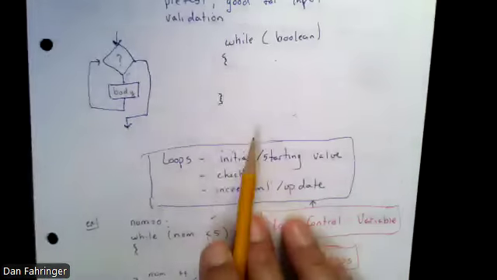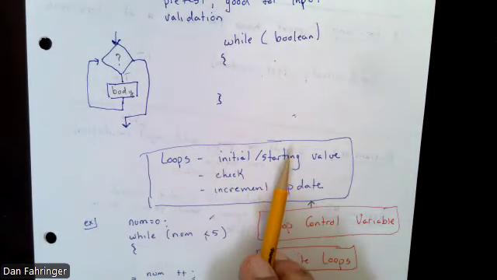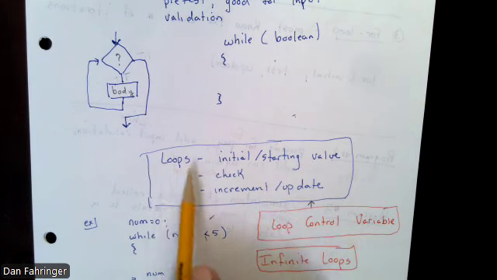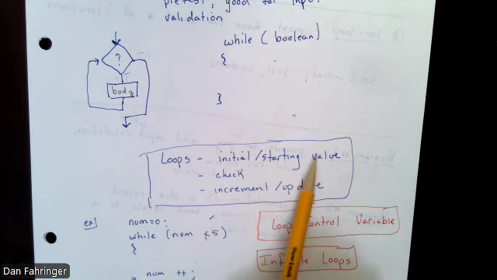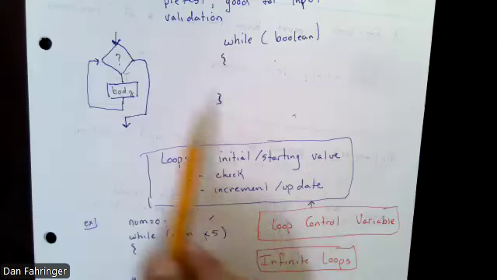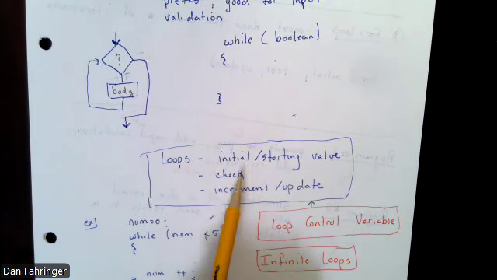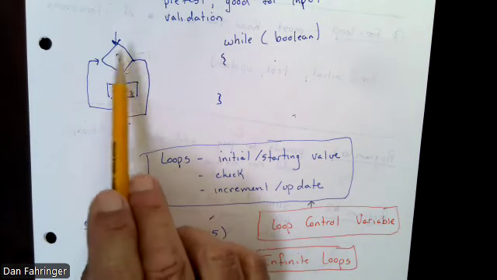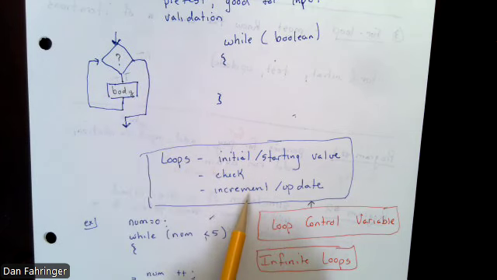When we get to working with loops, and it's all 3 types, there are 3 parts to every loop, 3 things that need to be included. One is an initial or starting value. There are lots of different ways to get this up and running, but a lot of times we do something like X equals 0. We have a check, that's this decision box, where we check for true or false. And then we have some sort of increment, update, or input again.